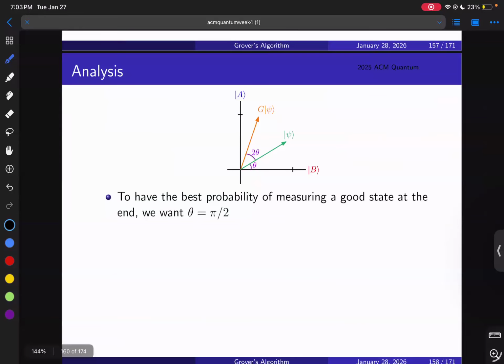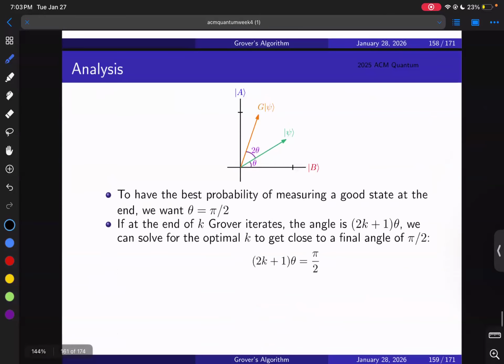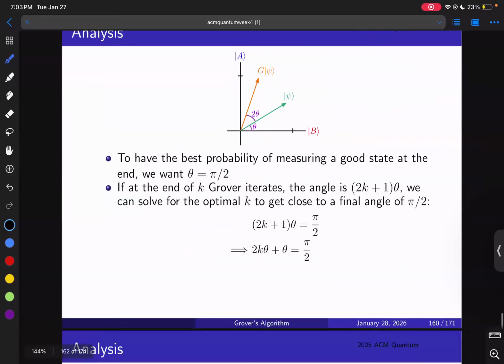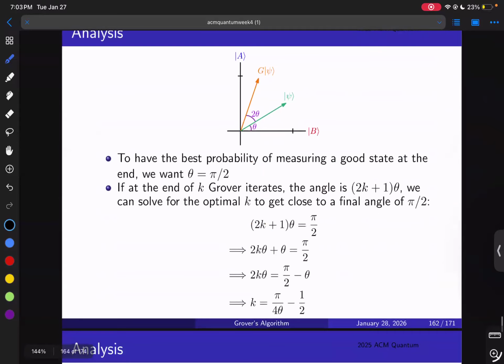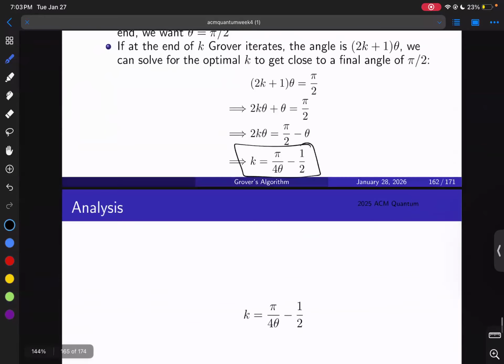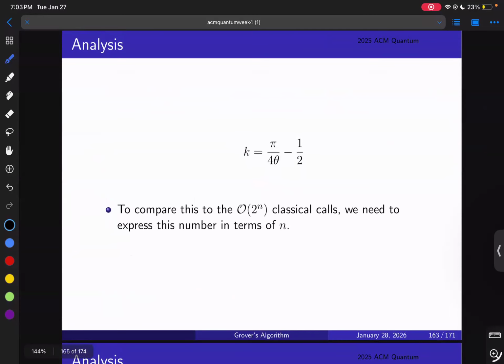Now, how many times should we apply the Grover iterate? Remember, we want the angle to be pi over 2 at the end, which would mean we're completely aligned with the A axis. And we said that after k Grover iterates, the angle is 2k plus 1 times theta. So we can just set those equal to each other and solve for k. That'll give us how many times we should apply the Grover iterate. I trust you can do the algebra. Distribute, subtract both sides. You get this value for k: pi over 4 theta minus 1/2, which probably won't be an integer, so you usually take the floor of that number.